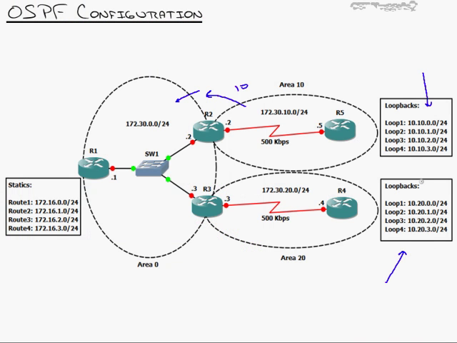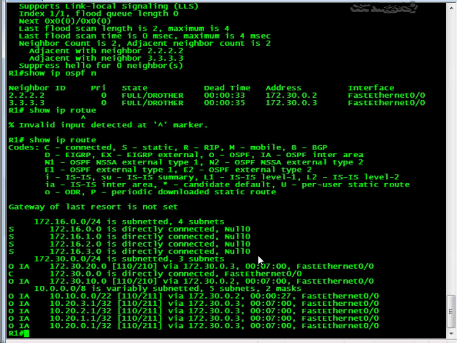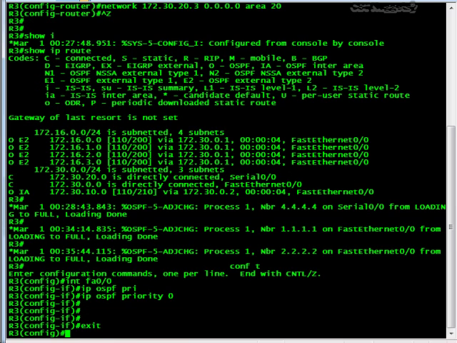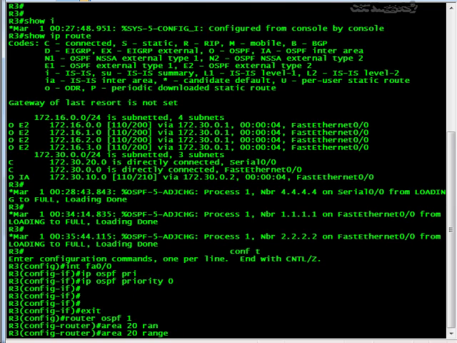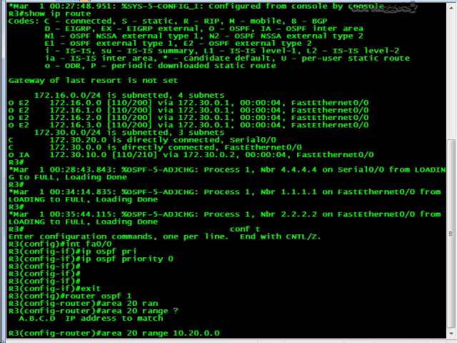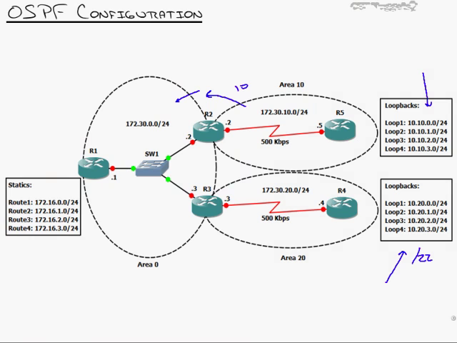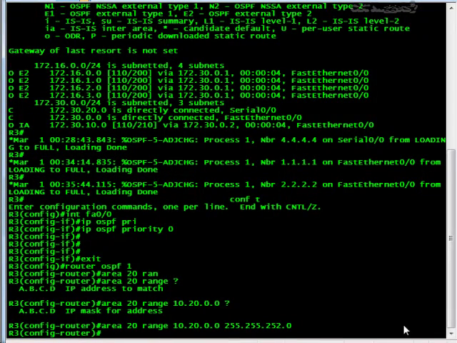Those nice easy summaries there, right? Those are going to be the same thing, right? 10.20.0.0 with a /22 mask, or 255.255.252.0. That'll catch all those for area 20. So let's head over to router 3, make it happen. Router OSPF 1, area 20, range 10.20.0.0 with a mask 255.255.252.0. You can keep along. If I'm going too fast, pause me. And so, wait a second, I have to hit the enter key. So that will be the summary mask that encompasses all those.